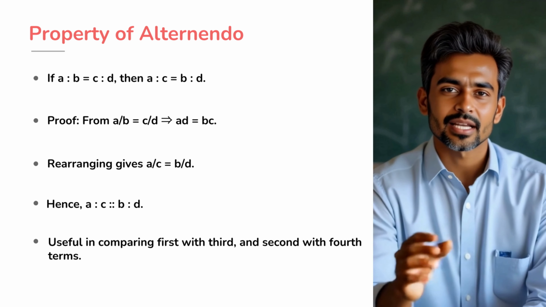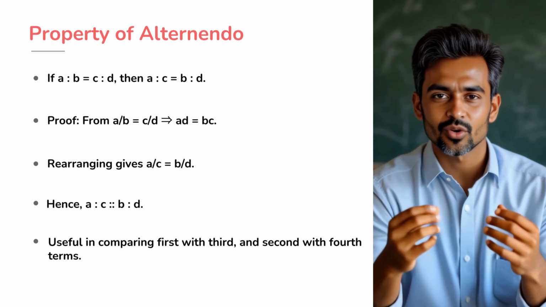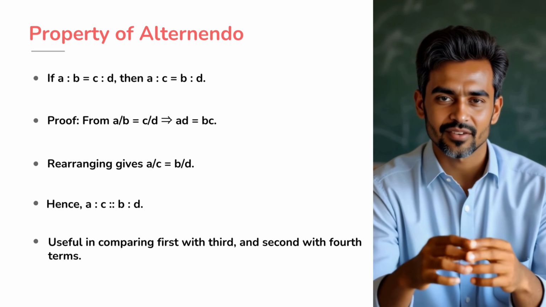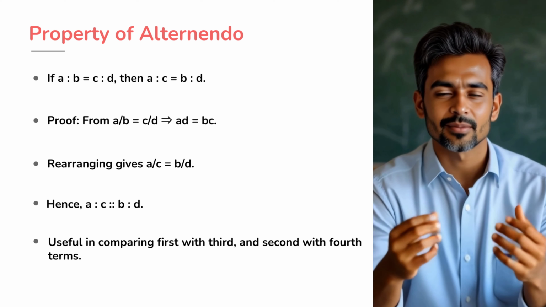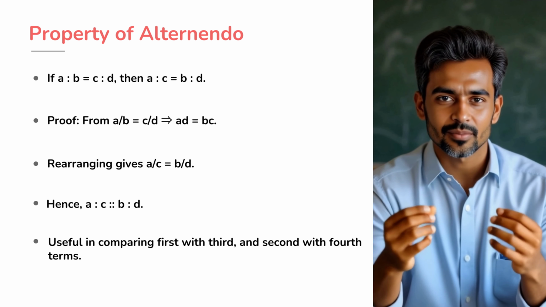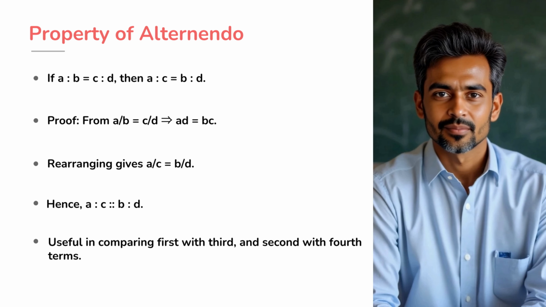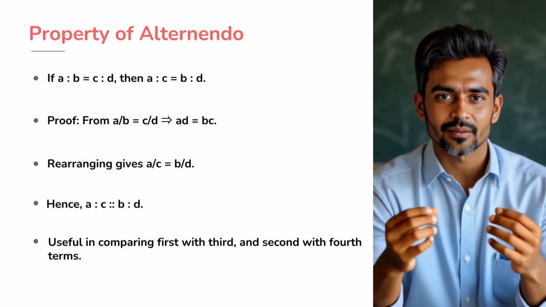The second property is alternendo. It says, if a : b = c : d, then a : c = b : d. Here's how. From a divided by b equals c divided by d, cross multiply to get a times d equals b times c. Rearranging gives a divided by c equals b divided by d. In ratio language, that means a : c = b : d.